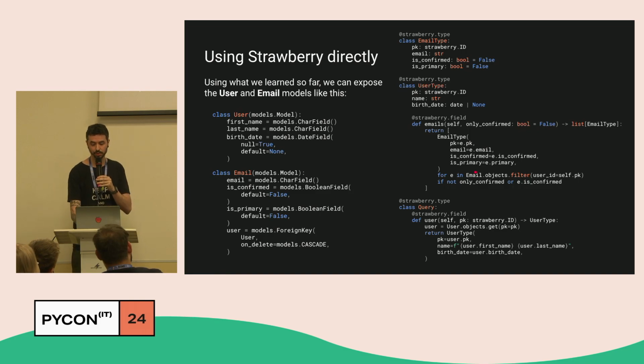And you can see that, for example, for emails, how am I solving this? So let's go from the root in here. I have the query. In the query, I have a user. I can retrieve a user given its primary key.